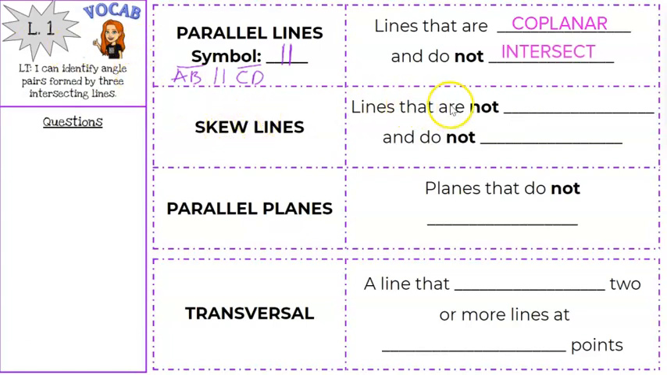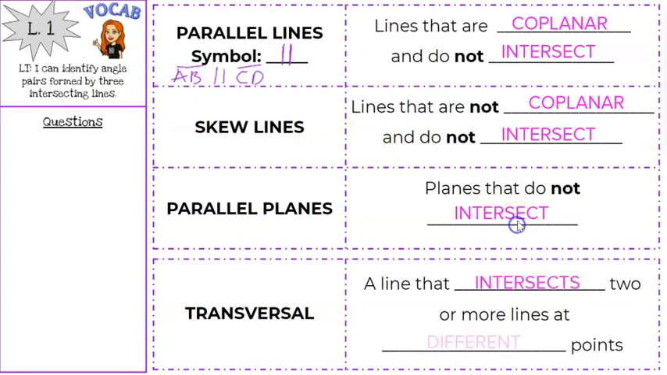Skew lines are lines that are not coplanar and do not intersect. Parallel planes are planes that do not intersect. Intersect means touch at any point. A transversal is a line that intersects 2 or more lines at different points.